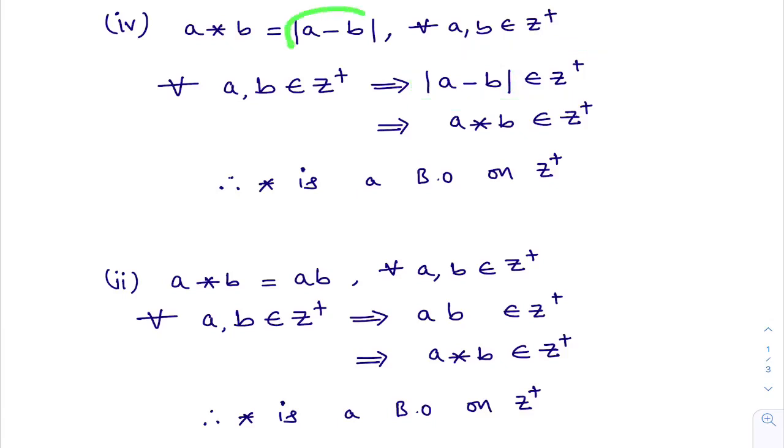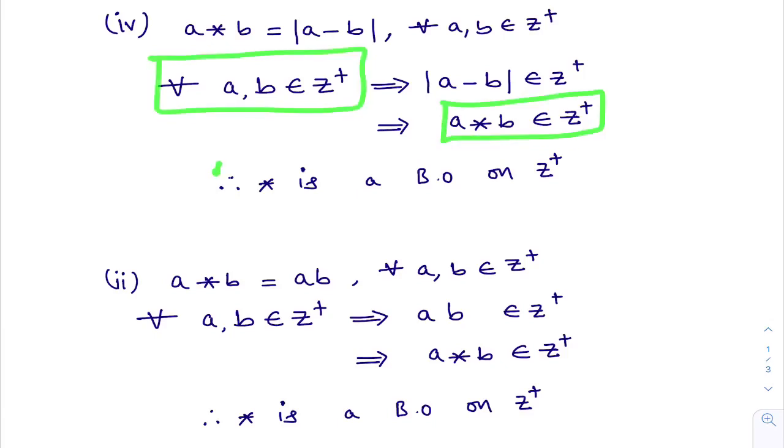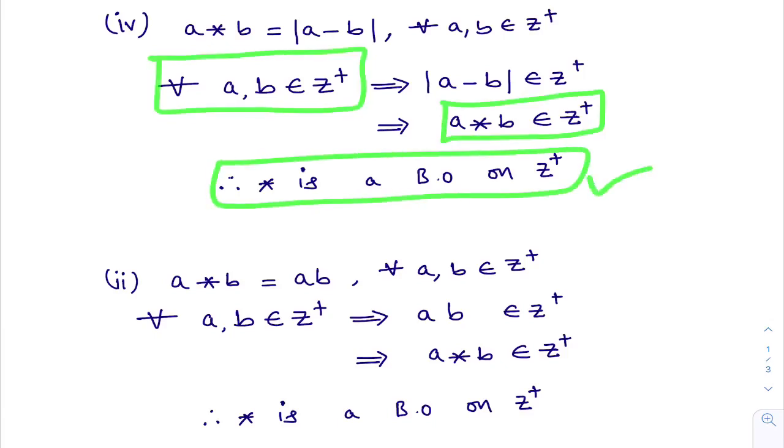What is modulus of a minus b as per the question? Modulus of a minus b is a star b. So a star b belongs to Z plus. In place of this, I just wrote a star b because in the question it is given that modulus of a minus b is a star b. So what happened? For any a, b belongs to Z plus implies a star b belongs to Z plus. Therefore, star is a binary operation on Z plus. I hope you understand this.